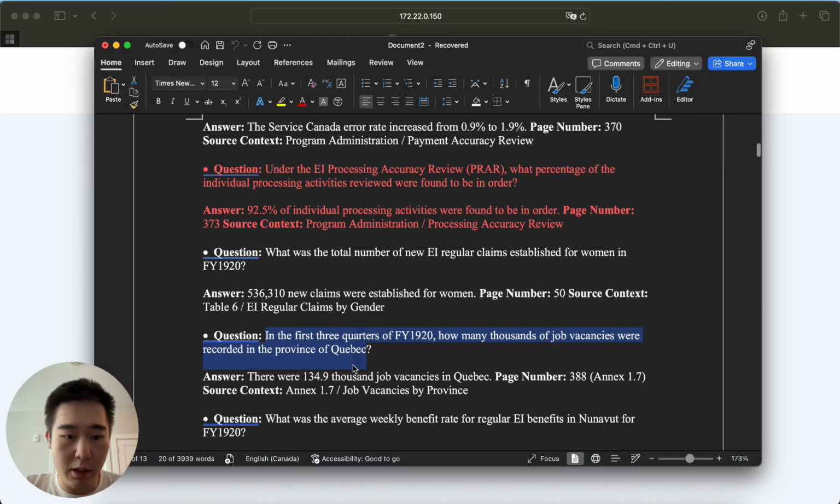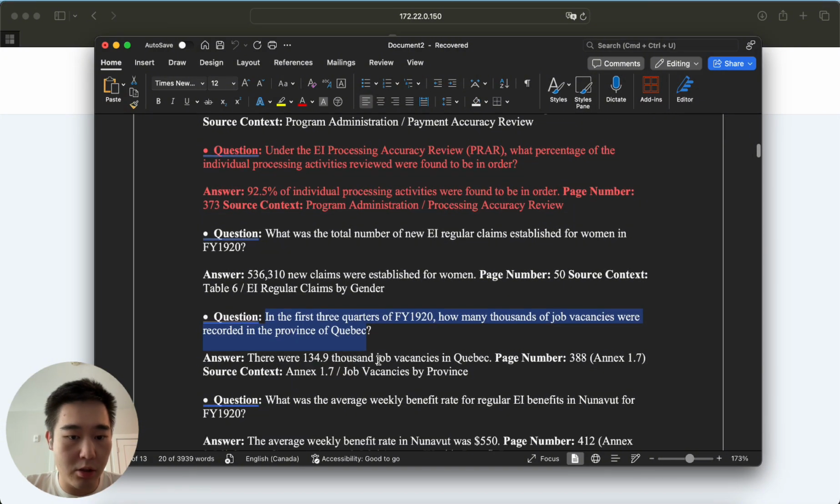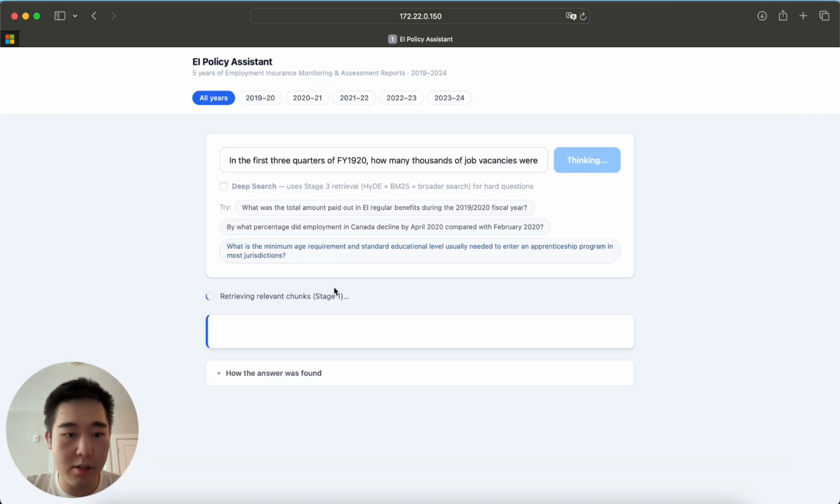And we're gonna try that later. So for this time, we're actually looking for 134.9 thousand job vacancies in Quebec. See if it gets that.